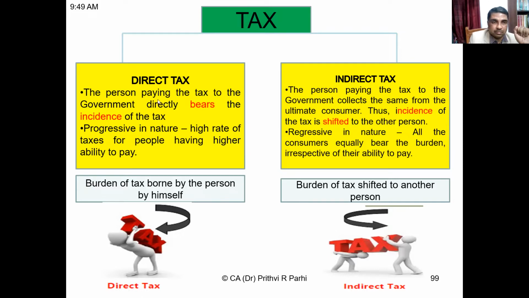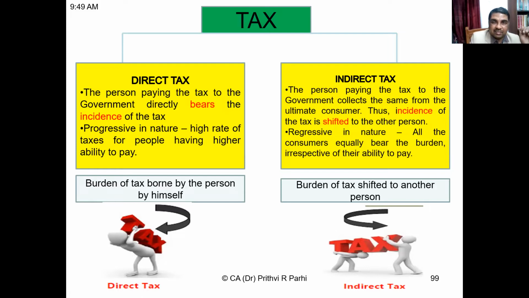Direct tax. The person paying the tax to the government directly bears the incidence of the tax. Just wait a minute. Here what it says, the person who is paying tax to the government bears the incidence. Okay, he bears the incidence. What is that incidence? I will be explaining to you.